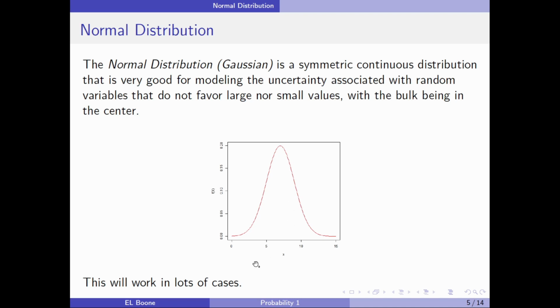See, its left side looks like the right side if we were to split it down the middle. It's continuous. That's very good for modeling uncertainty with random variables that don't favor large values, so the probability is low out here, and don't favor small values. The probability out here is very low, or the likelihood out here is very low, and the bulk of it is in the center. And this works in lots of cases, and it turns out that in some cases the normal distribution will just show up on its own, and we'll see that later.